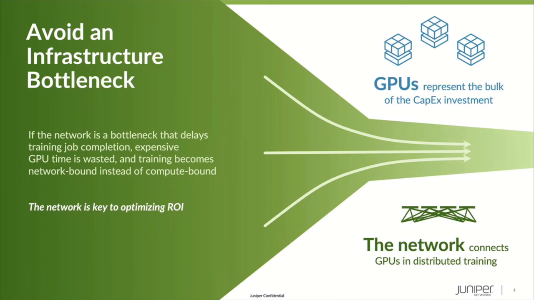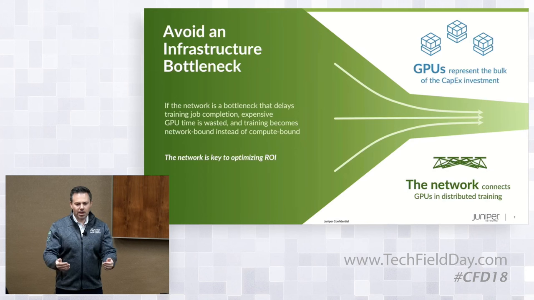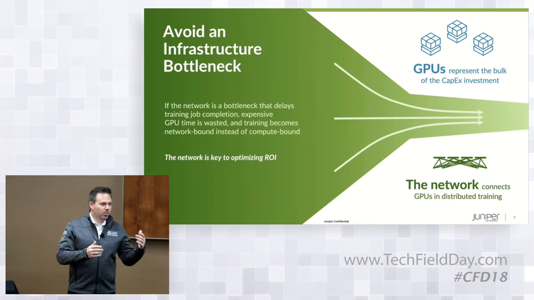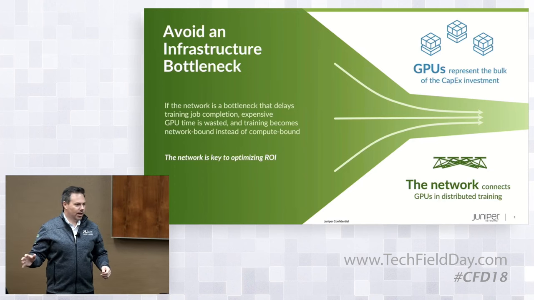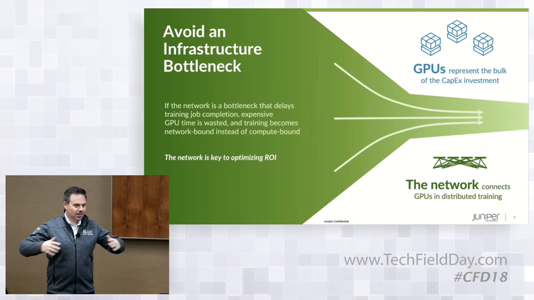So the reason is very simple that I put on the slide here. If the network is a bottleneck that delays the training job completion, then expensive GPU time is wasted, and the training becomes network bound instead of compute bound. So obviously this is a problem. In AI training, we want it to become compute bound. We want it to effectively scale linearly, or as close to it as possible, with the number of GPUs that we add, right? But just like a Kubernetes cluster or these other types of data center or cloud applications that are distributed, what holds all of those distributed applications together? That's the network, right?